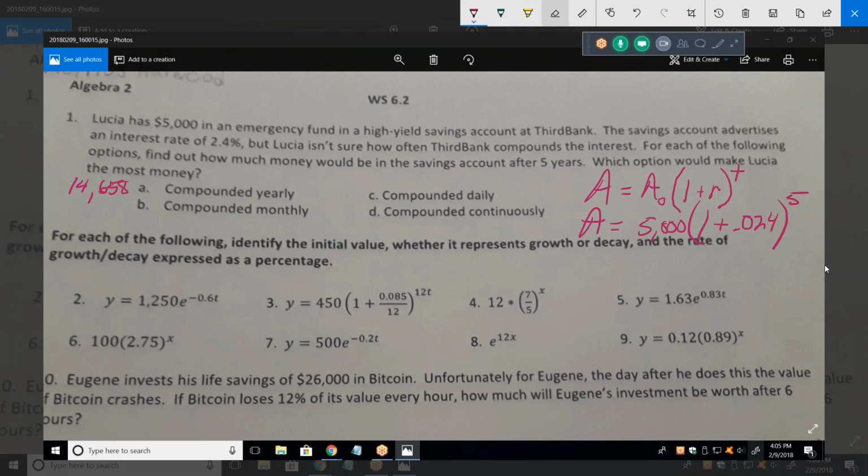All right, method number 2, compounded monthly. Give me that general formula. A equals A sub 0.